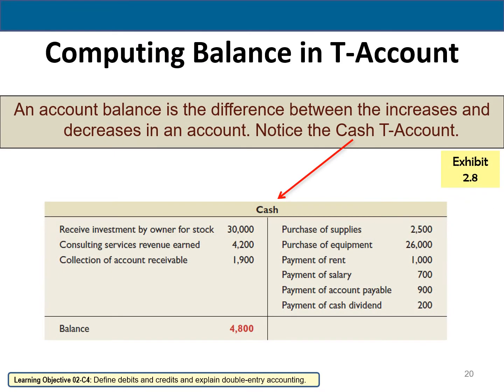All right, so all they're trying to show us here is how to compute the balance in a T account. The account balance is really just the difference between the increases and the decreases in the account. In this case, we're talking about the asset account cash. When you're talking about an asset account, the left side of the T account, debits, less the right side of the T account, credits, gives us an ending balance, or a normal balance, of a debit in our asset account cash of $4,800. Okay.